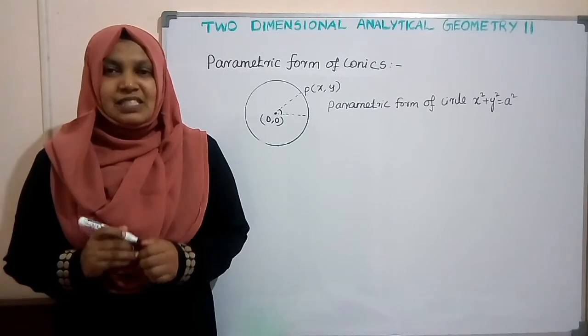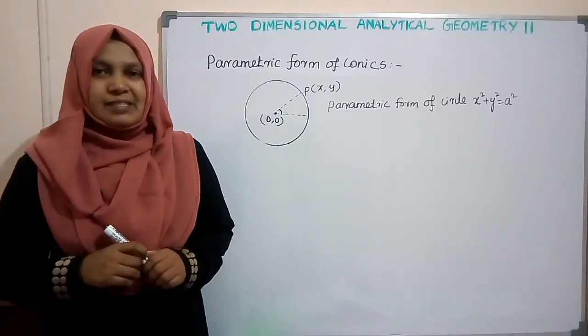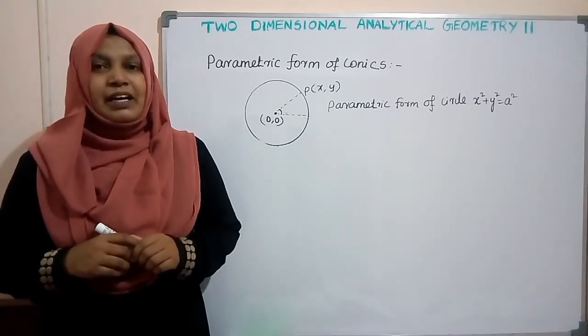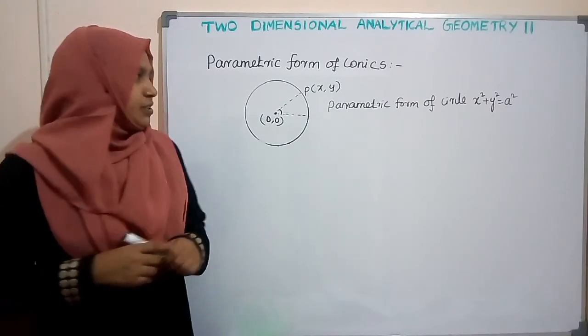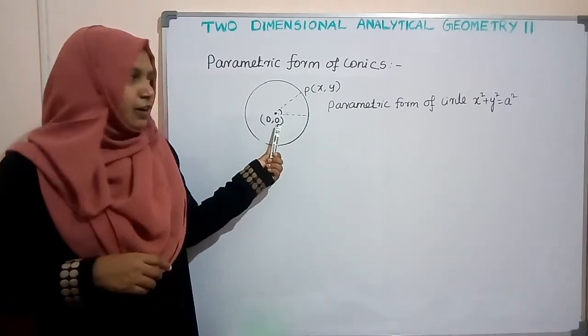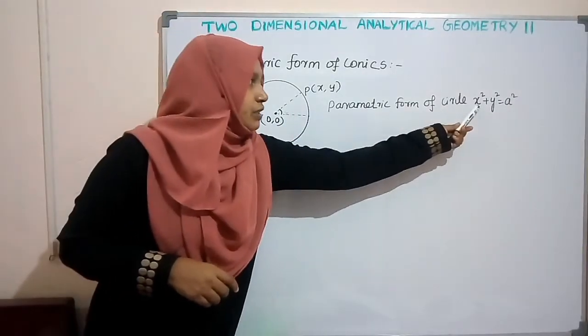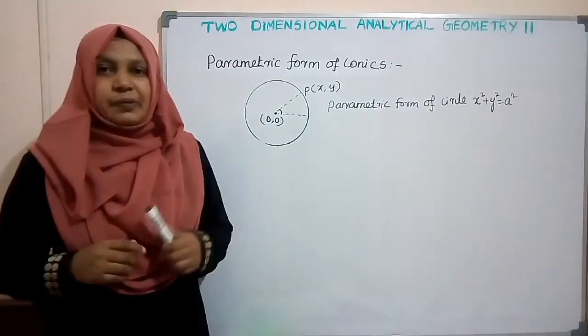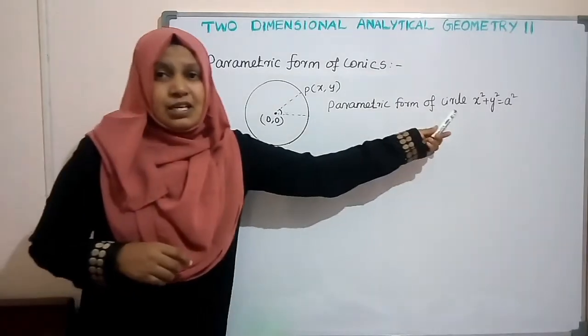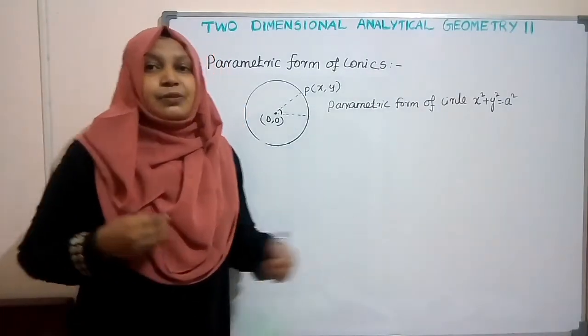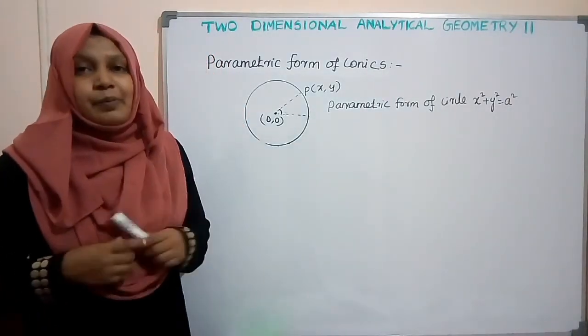Our next topic is parametric form of conics. First we can see the parametric form of circle. Consider a circle with center at origin. Already you know the equation in Cartesian form, which is x square plus y square is equal to a square. This form is known as Cartesian form. And we are going to learn the new form, parametric form.